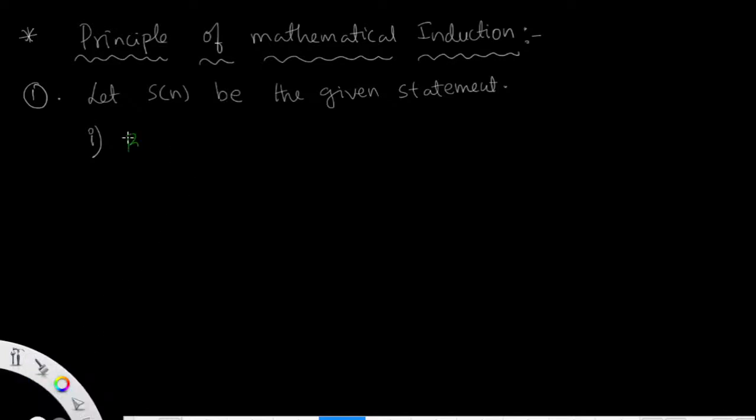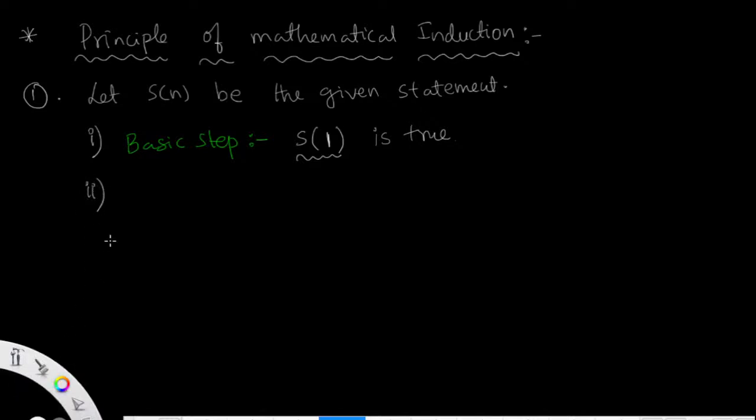The basic step is, if n equal to 1, then in the place of n we have to substitute and get S(1). So for all n belongs to N, the first case is that S(1) will be true, we have to prove. And then the second case, that is the hypothesis step.